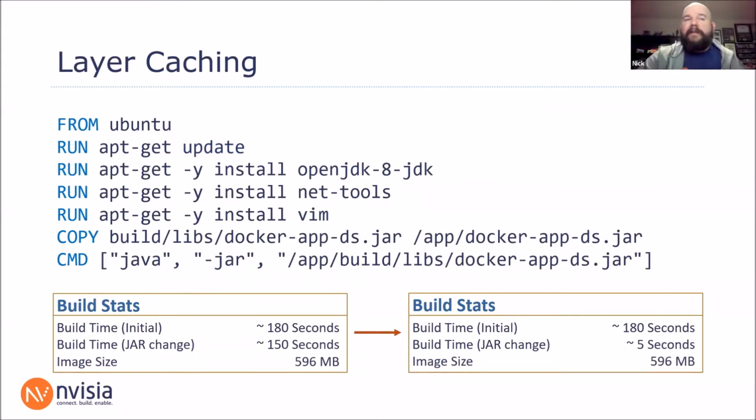Java. I don't have to reinstall the NetTools or Vim just because I changed my jar file, which is really what we want. So I don't need the jar file until I'm about ready to spin up the Spring Boot application. So we move it there. And you'll see this pattern a lot with copying files in. You bring in the bare minimum you need, you run the commands that you need to utilize what you brought in, and you can have multiple copies if it's going to make sense for your application.